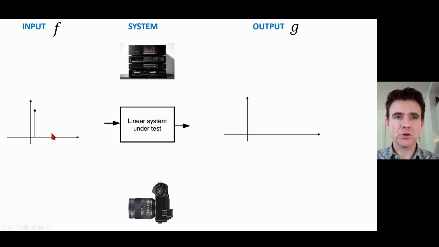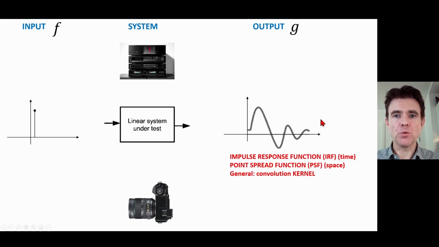So we need to understand crucially what happens when we put a delta or point input, an impulse input, into our linear system. What we're going to get is what is known as the impulse response function, or the point response function, even the point spread function, or in general, what's called the convolution kernel. In other words, when we put a point or delta into our linear system, we get some response that we're going to be calling the response function. I'll label that as H in this video.